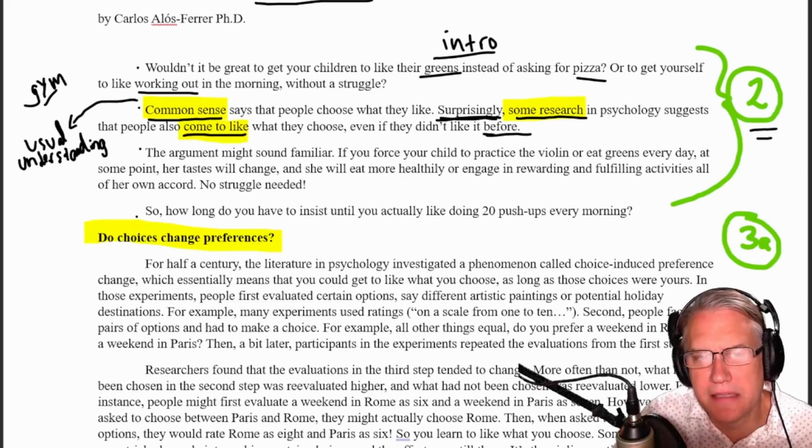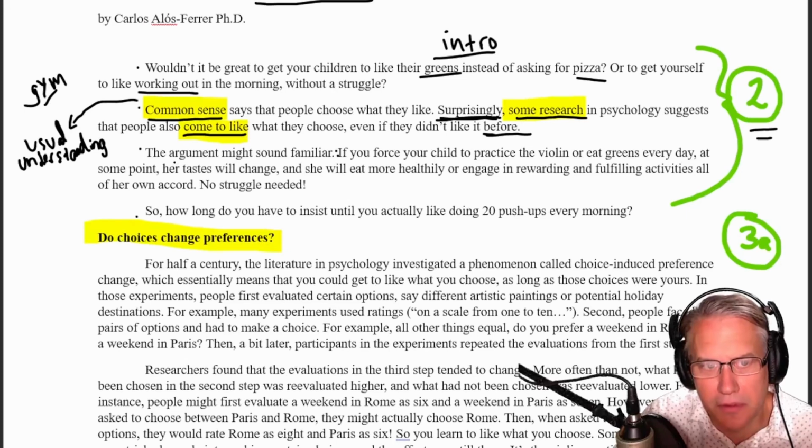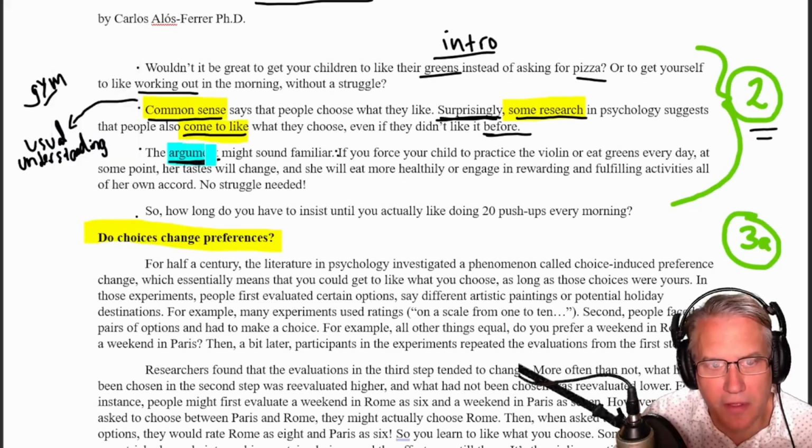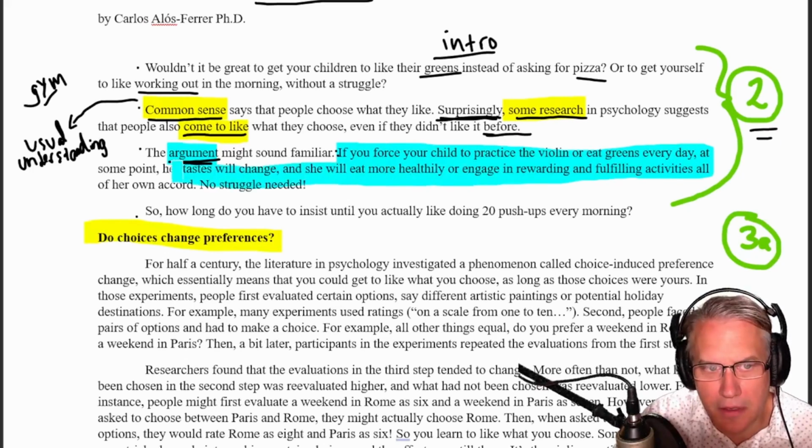So it says the argument might sound familiar, and then really what follows is the argument. So what is the argument? All of this is the argument. This is not the opinion of the author.